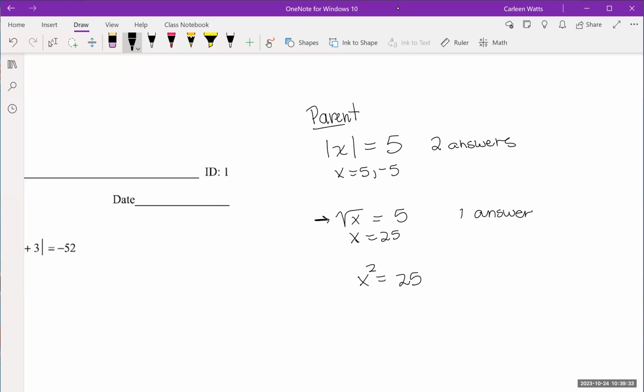So we could solve this by taking the square root of both sides. Now, this is really key. Square root and squared are inverses. They cancel each other out. So the square root cancels with the squared and I get x. And with your calculator, the square root of 25 equals 5, because 5 squared equals 25. Does that make sense? Okay. But with squared, there's 2 answers.